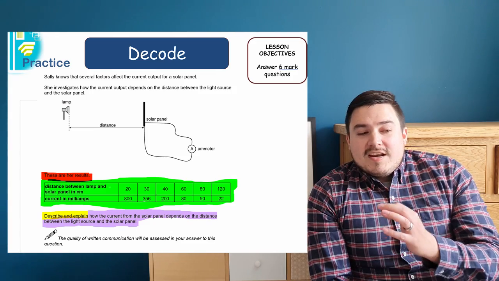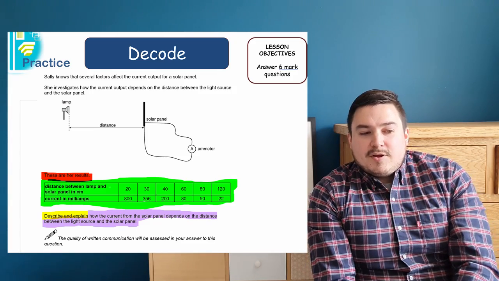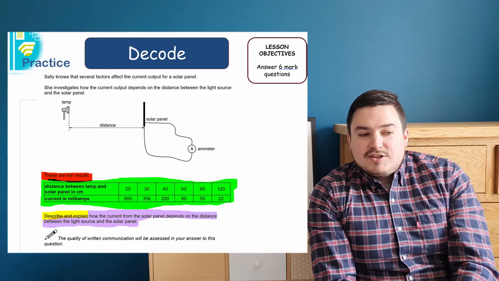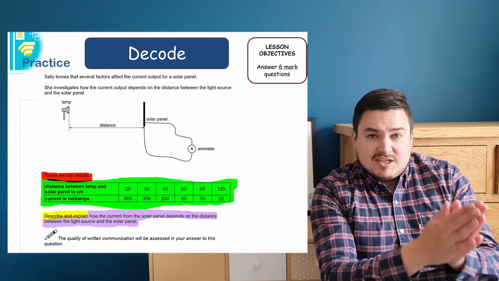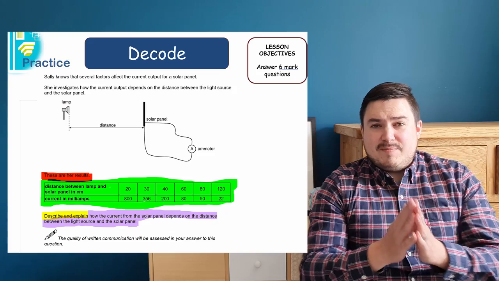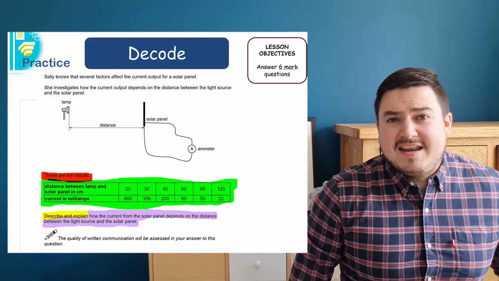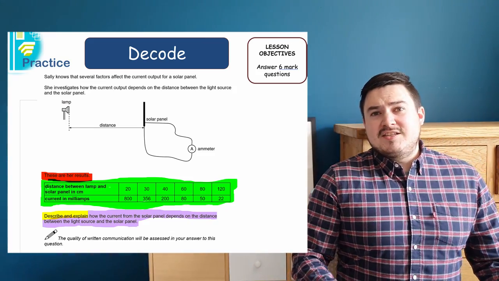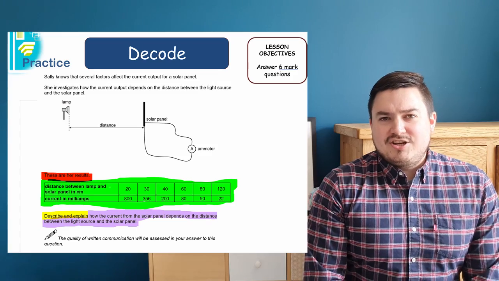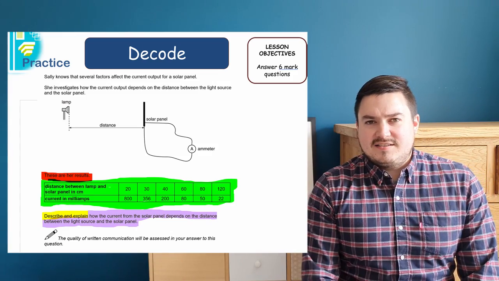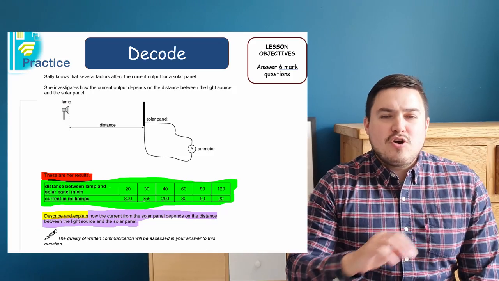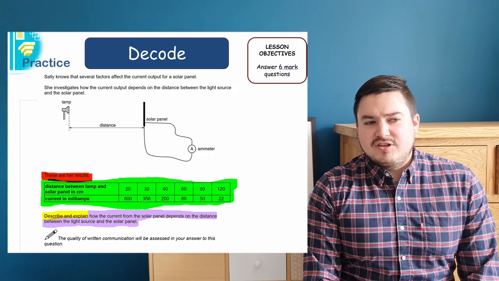It tells you that we're going to describe and explain how the current from the solar panel depends on the distance between the light source and the solar panel. So it seems like one question here, but we're describing that, we're stating that relationship, and then we're going to explain it. And explaining it just means we're going to talk about why that relationship is what it is. Why does the distance have the effect that it does? If you don't explain it, there's no way you're going to get full marks on this question as well.